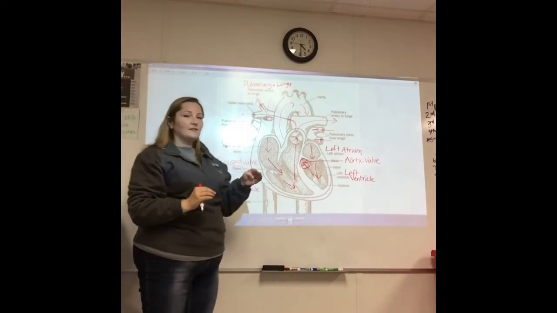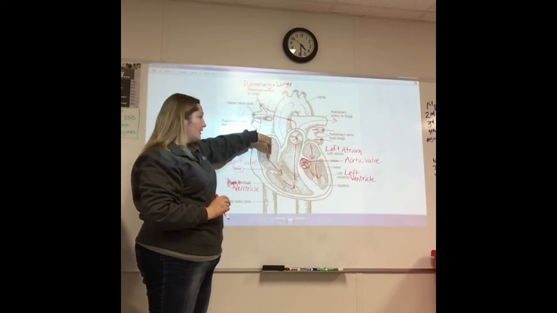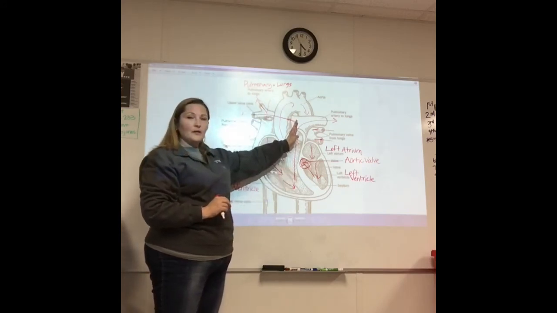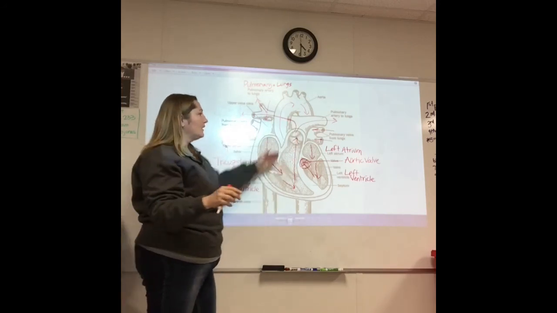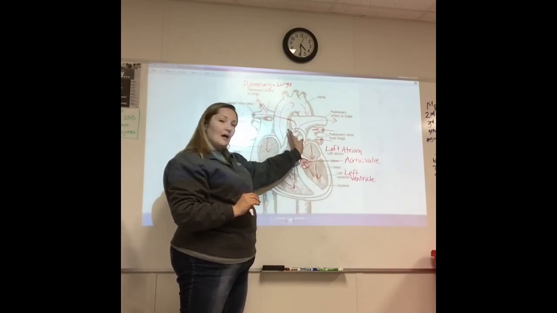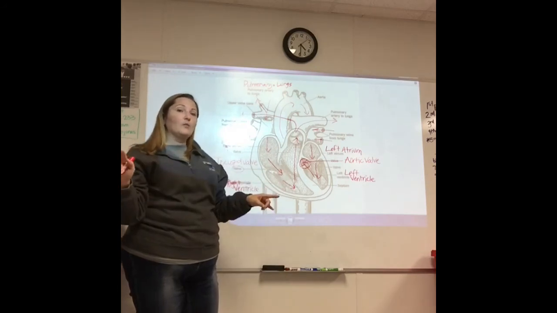For your test, what you're going to have to know is blood goes down from the right atrium to the right ventricle. It goes up to the pulmonary artery. Remember, artery means away. It's carrying the blood away from your heart. It goes down from the left atrium to the left ventricle. And then it goes up to the aorta, the largest artery in your body, carrying your blood away from your heart.